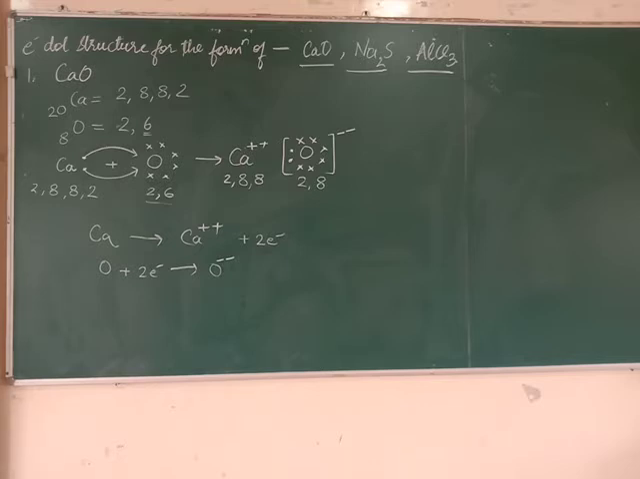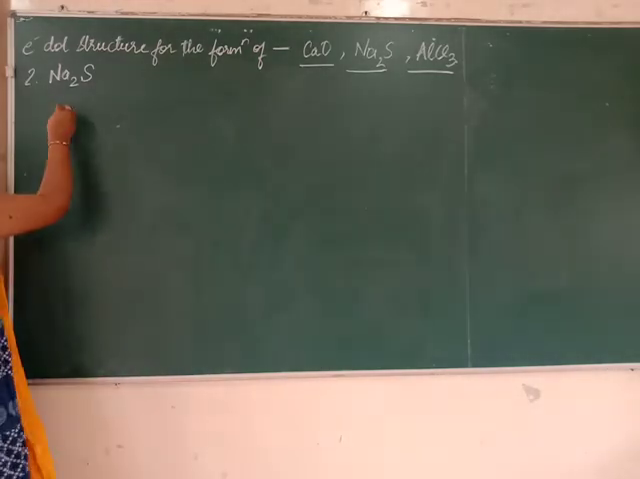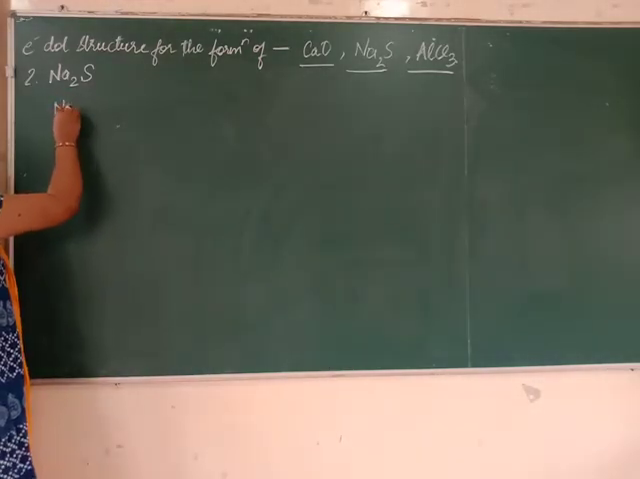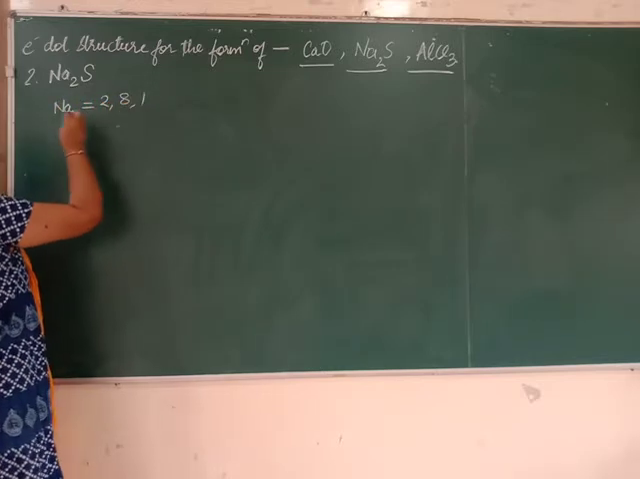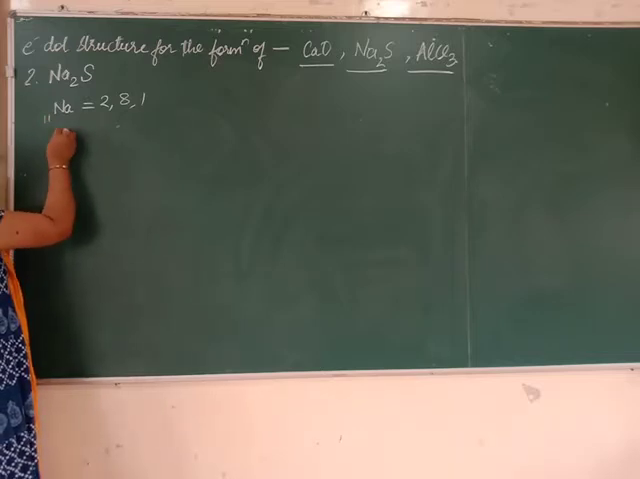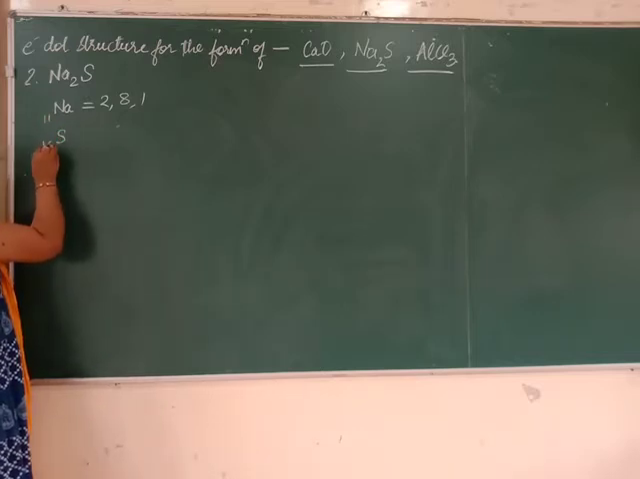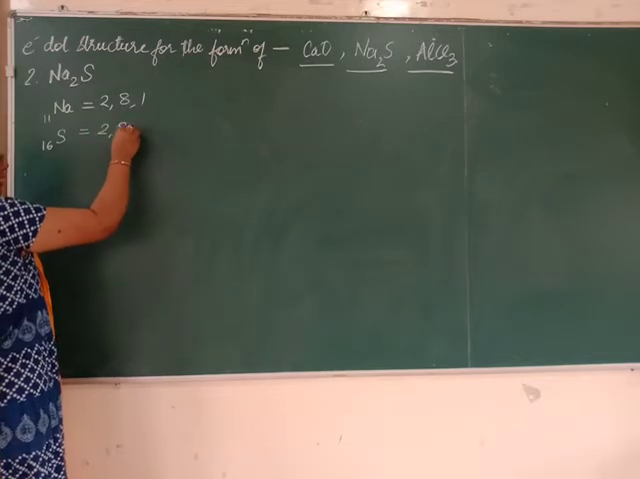Now, next example, sodium sulfide or Na2S. Sodium sulfide, Na2S. Sodium's electronic configuration is 2, 8, 1. Why? Because the atomic number is 11. Sulfur's atomic number is 16. Electronic configuration is 2, 8, 6.